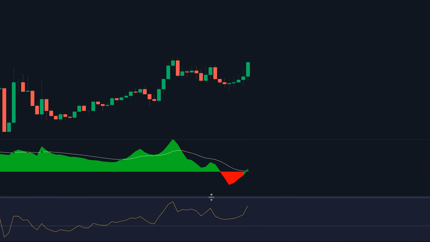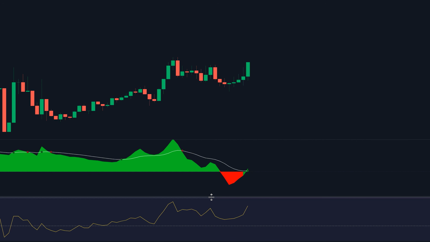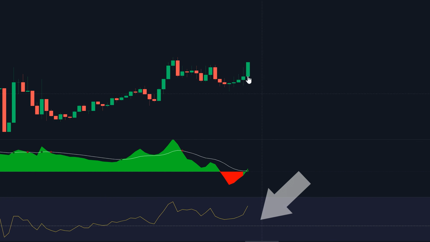So how do we take a long trade using this strategy? Well, these are the conditions. First, we want to confirm that the market is in a bullish trend. To do that, we're going to be using the RSI indicator. We need the yellow RSI line to be above the 50 level to indicate that the trend is bullish.